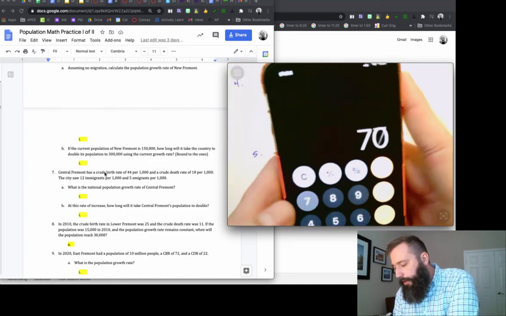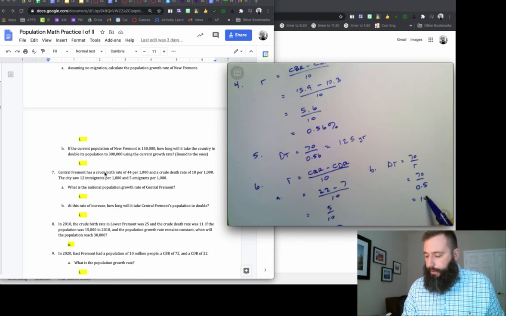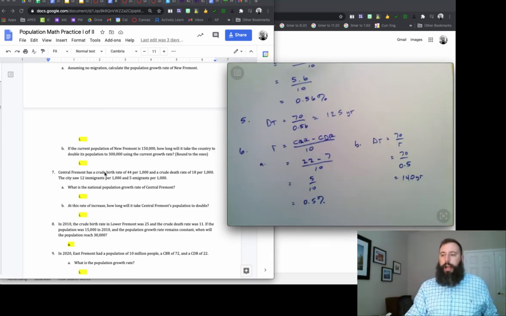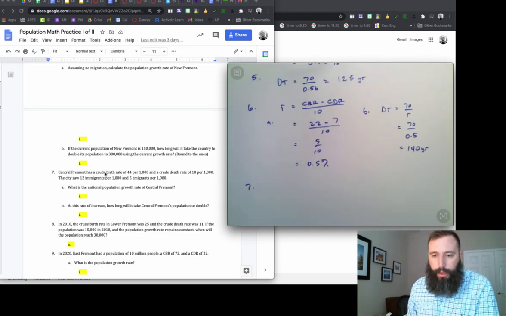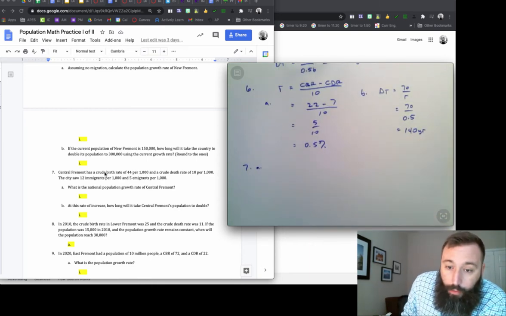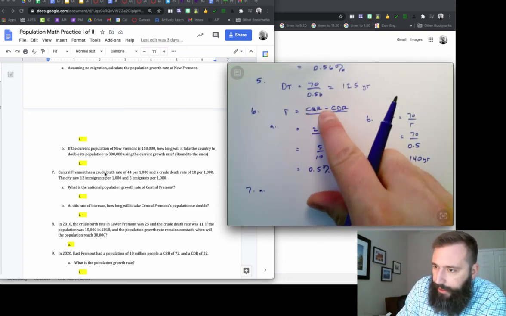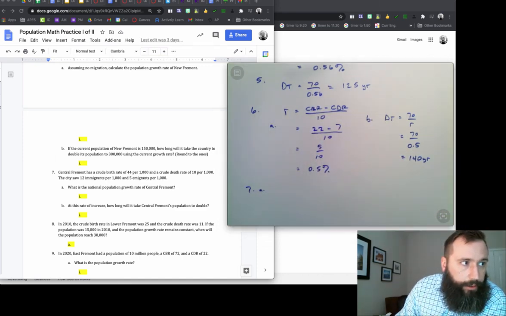All right, 70 divided by 0.5, I get 140 years. Doubles in 140 years. Moving on to 7A, we'll say. All right. This one for 7 takes into account migration. And it's basically this, except that we're going to include increases. All right, so let's do it.